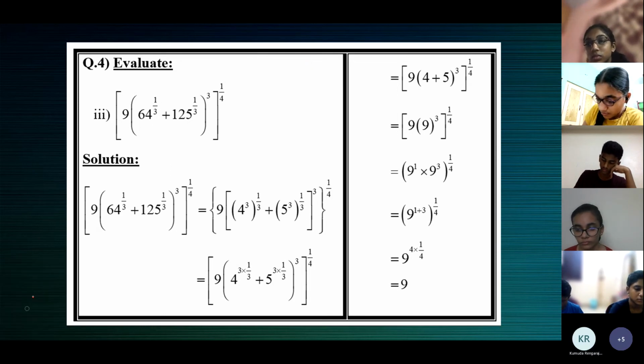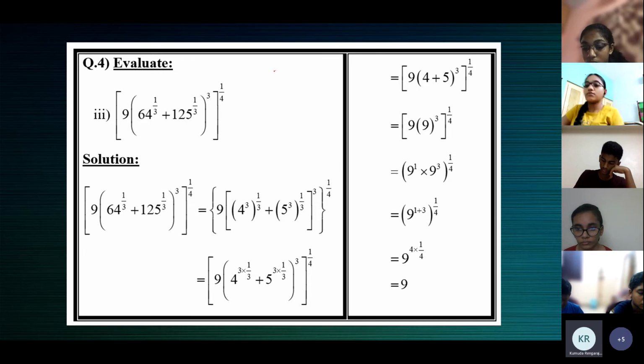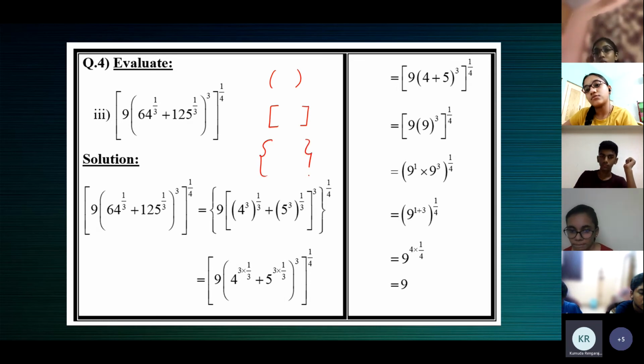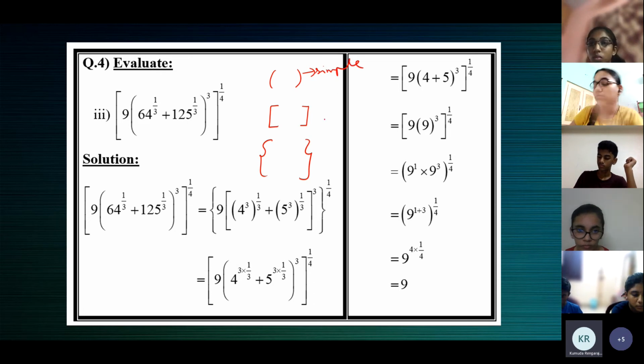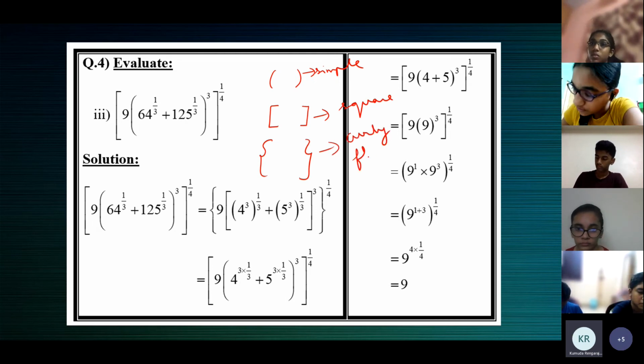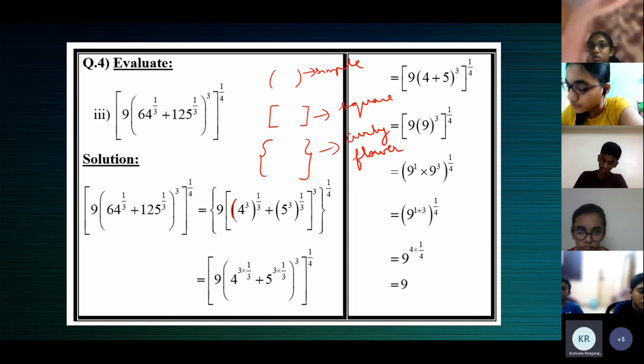So after the vinculum comes a simple bracket. Then the square bracket. And then the curly bracket or the flower bracket. This is called the simple bracket. This is called the square bracket. This is called the curly or flower bracket. So you can see I use it in that order. Simple bracket first, then if you use a simple bracket, the square bracket. If you use a square bracket, then it's the curly bracket.